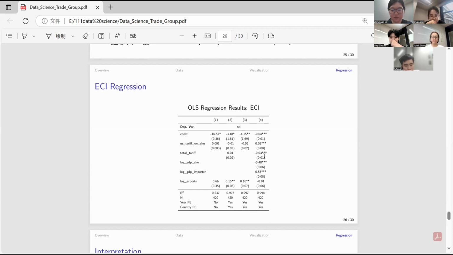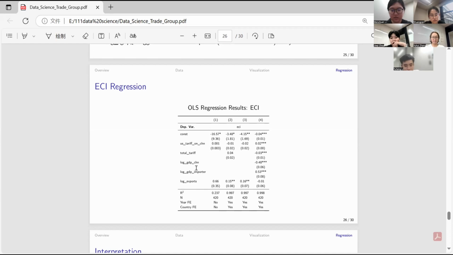And the variables are very significant. Most importantly, the US tariff on China will increase the complexity of the importers. If the US tariff increases by 1%, the complexity of importers will increase by 0.02 units. And for the total tariff, if the importer imposes more tariff on China, their trade will be affected and their complexity will decrease.